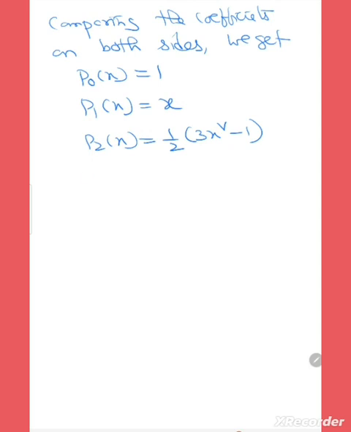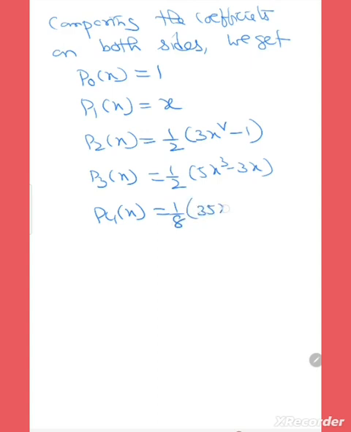And p3 of x is the coefficient of h cube, which is 1 by 2 into 5x cube minus 3x, and p4 of x is the coefficient of h to the power of 4. That value is equal to 1 by 8 times 35x to the power of 4 minus 30x square plus 3. So this is the value of p4 of x. This is the process for finding p0, p1, p2 and so on. And next problem.